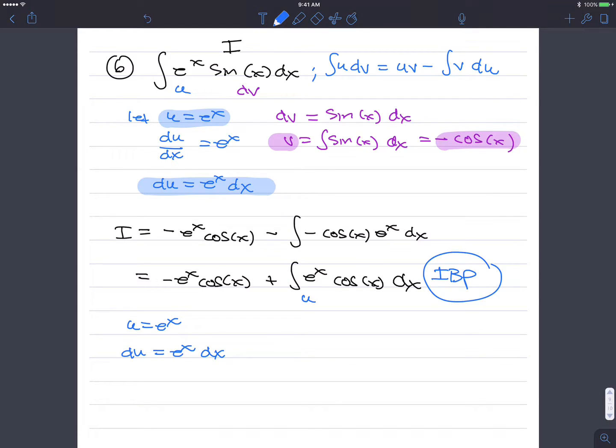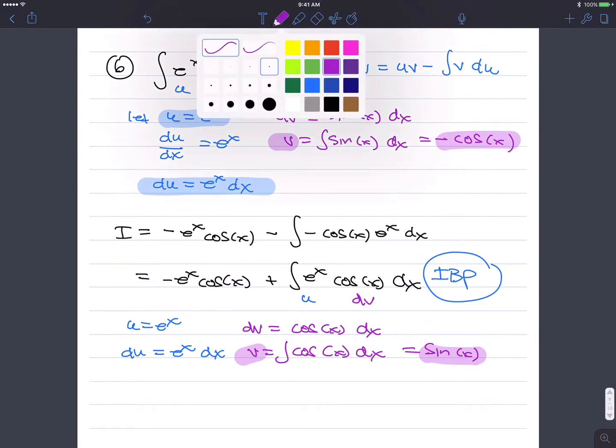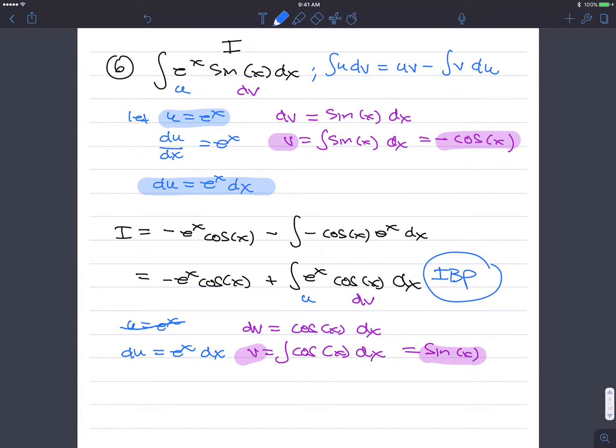which gives you du being e to the x dx. And this time, my dv is going to be cosine x dx. Let's be careful. The antiderivative of cosine x dx: the derivative of sine is cosine, so the antiderivative here is sine. Let's make sure we have what we need. V is sine, u is e to the x, and du is e to the x dx.